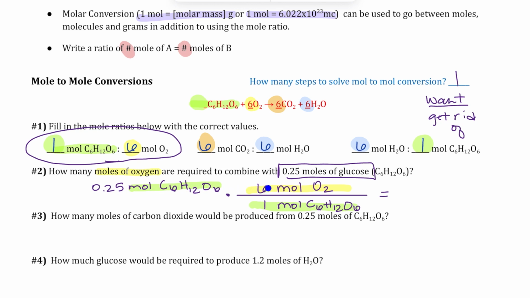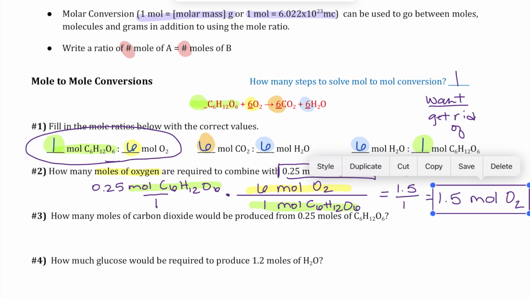Anything in the numerator gets multiplied, so 0.25 times 6, that's 1.5 over, this has a 1 underneath with no unit, so 1 times 1, so divided by 1. So 1.5 divided by 1 is 1.5. And then we need our units, moles, and we do have to say what chemical this is now that we are looking at switching between our different substances with that.